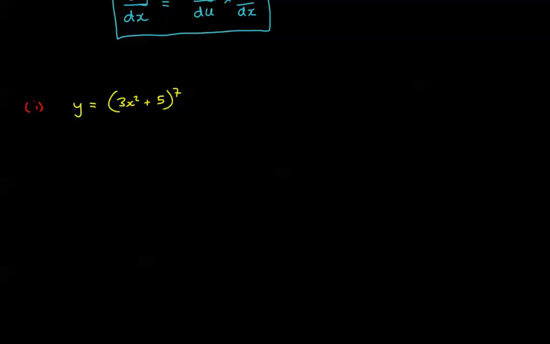And what we want to do is create a new function. I'm going to make a new function called u, and I'm going to let this be the inside bit here. I'm going to let this bit be the 3x squared plus 5 bit there. So u is a new function and it equals 3x squared plus 5.